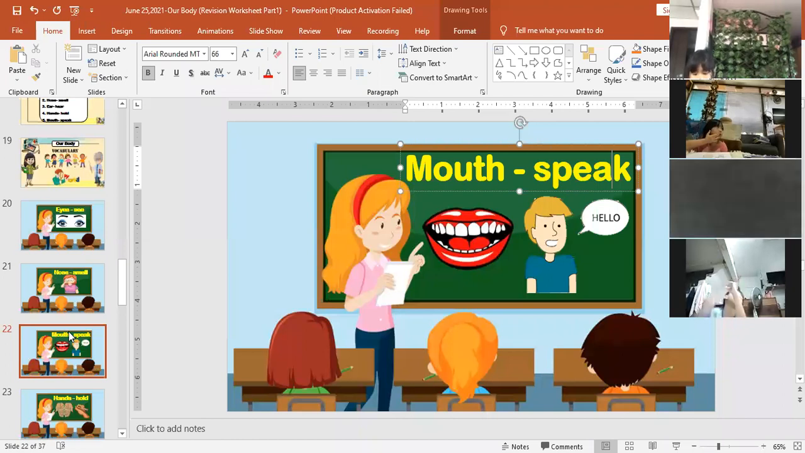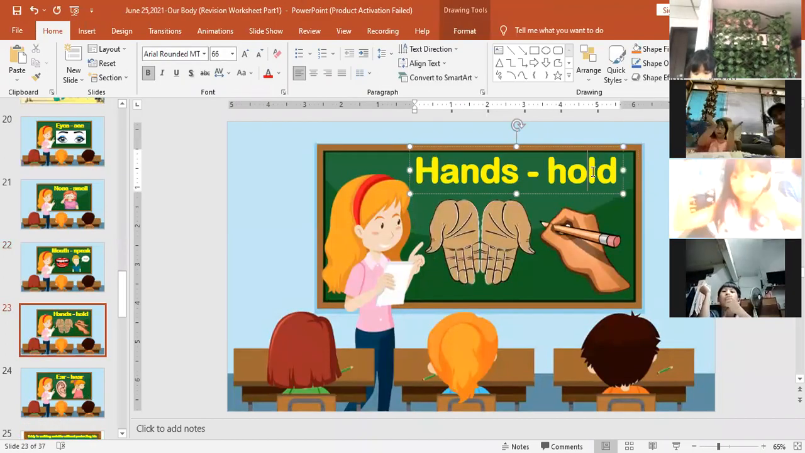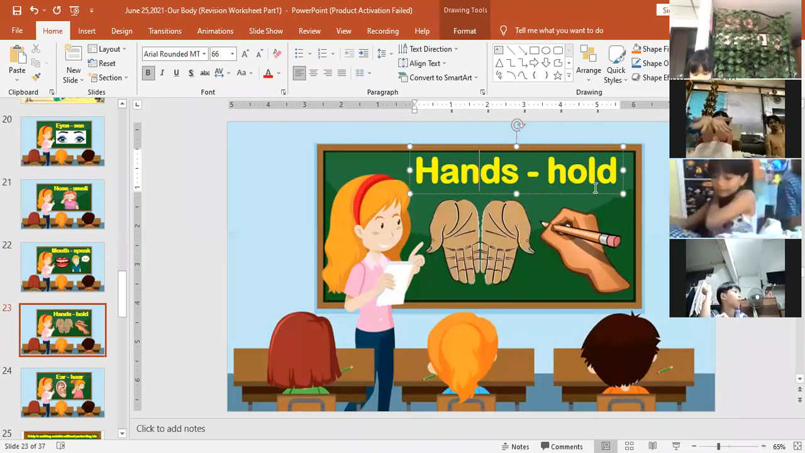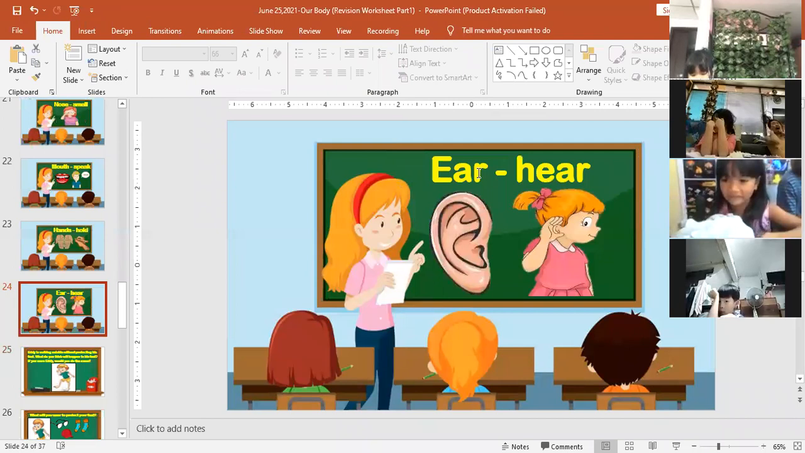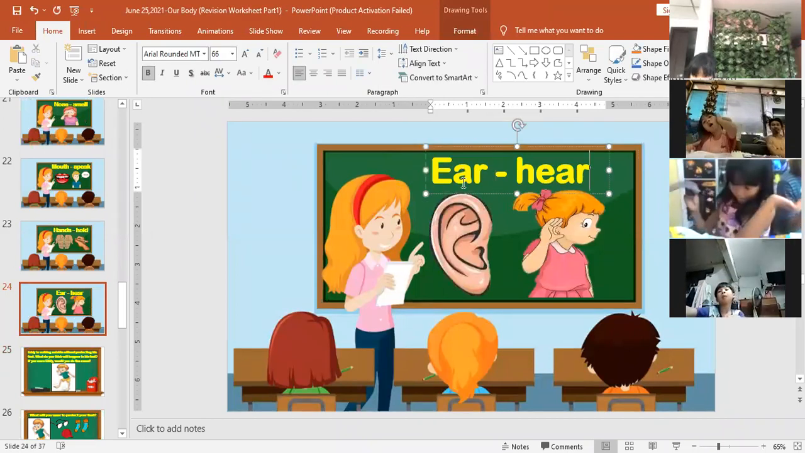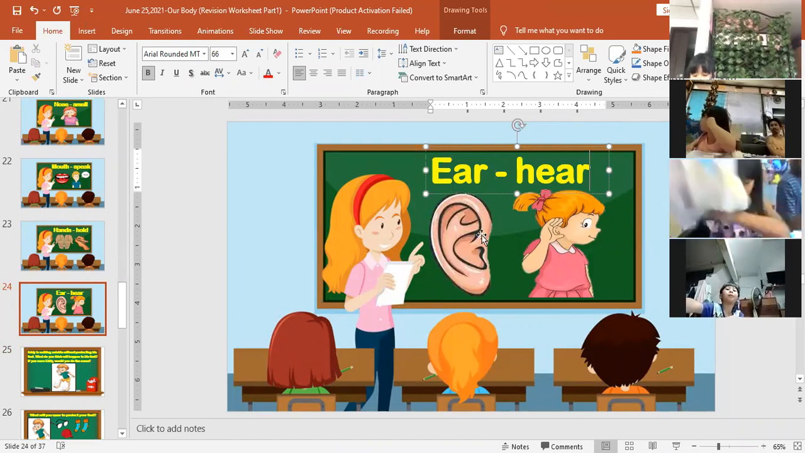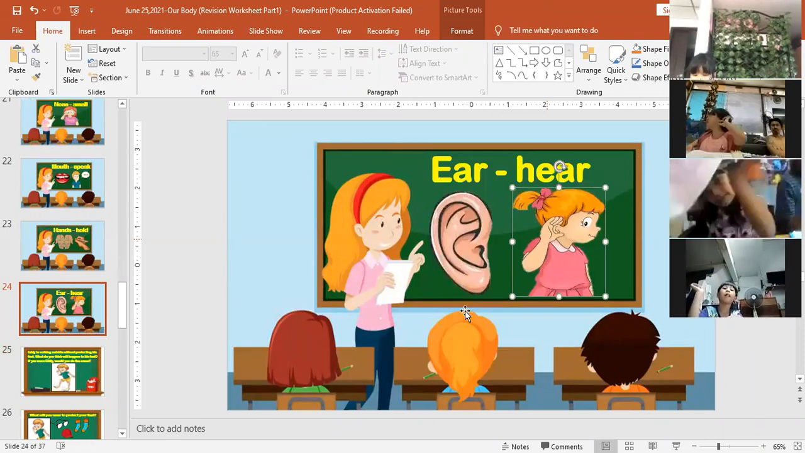Another one, we have hands, hold. We also use our hands to touch. Okay, another one, we have ear, hear. We hear some sounds and music. Let's try to answer this one.